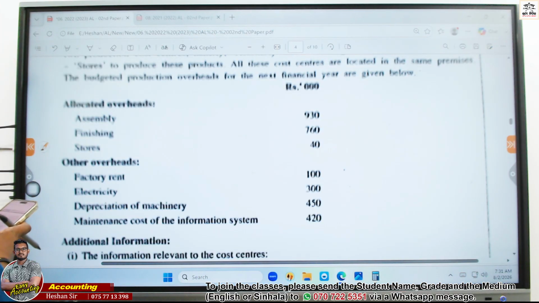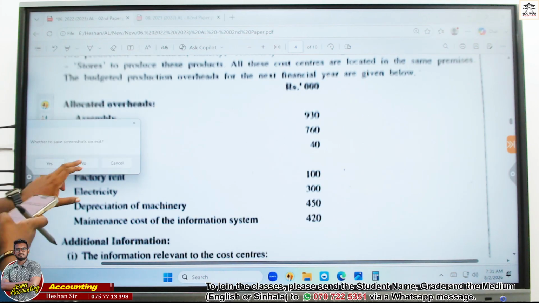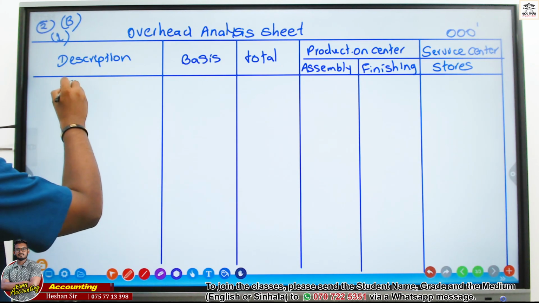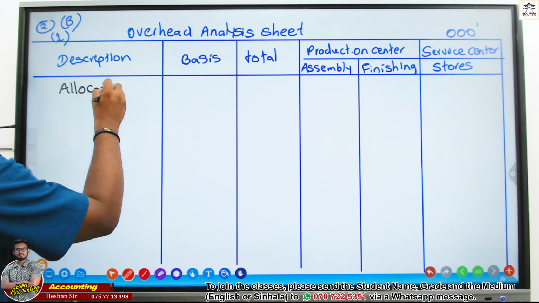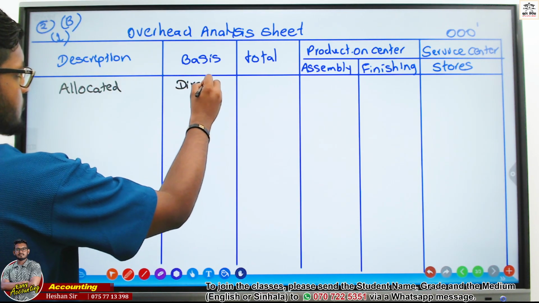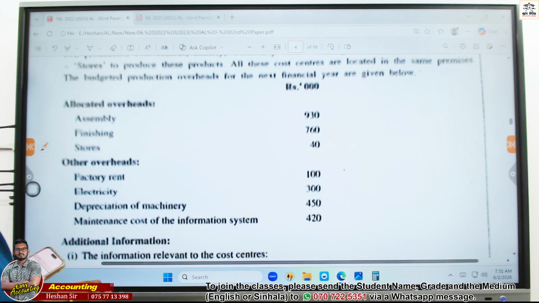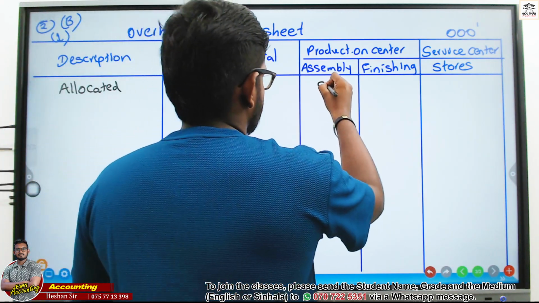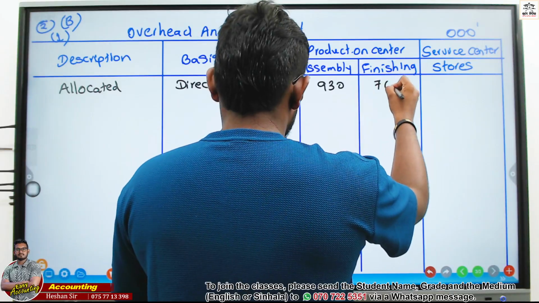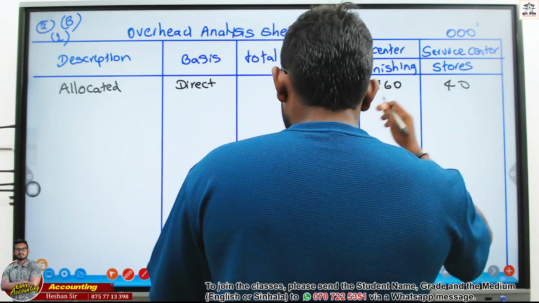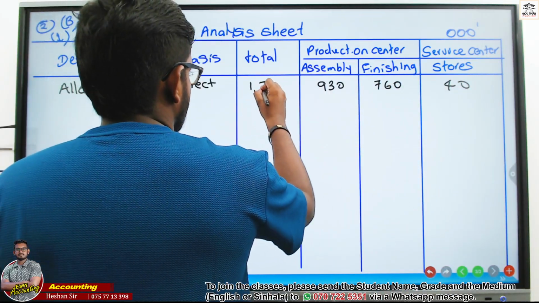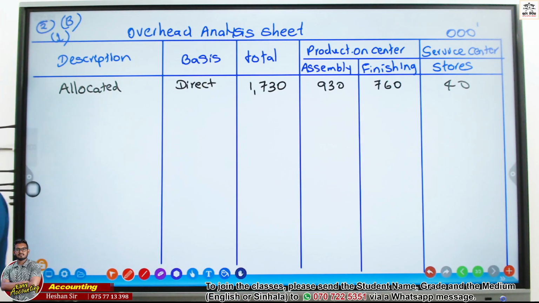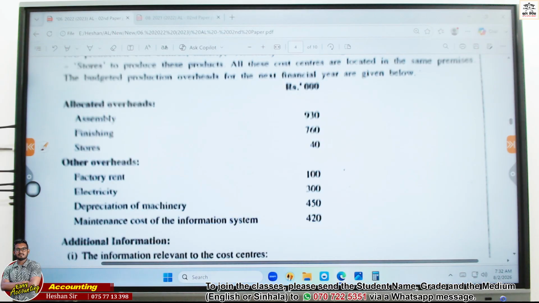They have given allocated, right? Allocated things are given. The allocated basis is direct. You can see in here 930, 760, and 40 thousands, right? 930, 760, and 40. Total you can see 1730. Then let's take the others.